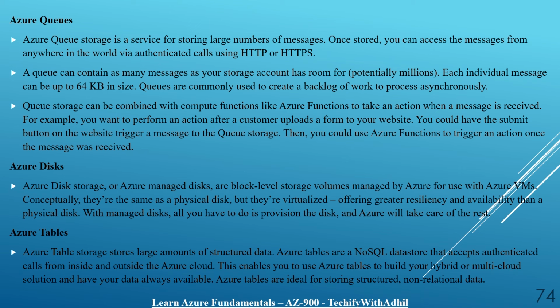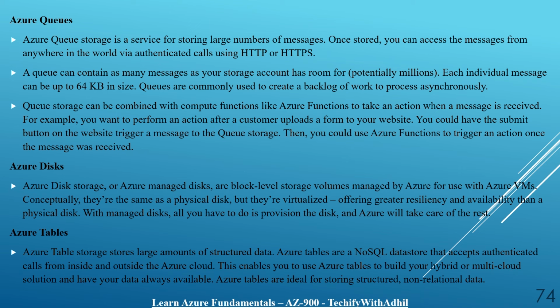Queue storage can be combined with compute functions like Azure Functions to take an action when a message is received. For example, you want to perform an action after a customer uploads a form to your website. You could have a submit button on the website trigger a message to the queue storage. Then you could use Azure Functions to trigger an action once the message is received. We have already discussed this part in our previous video about Azure Functions. You can refer back to that video to learn more about Azure Functions.